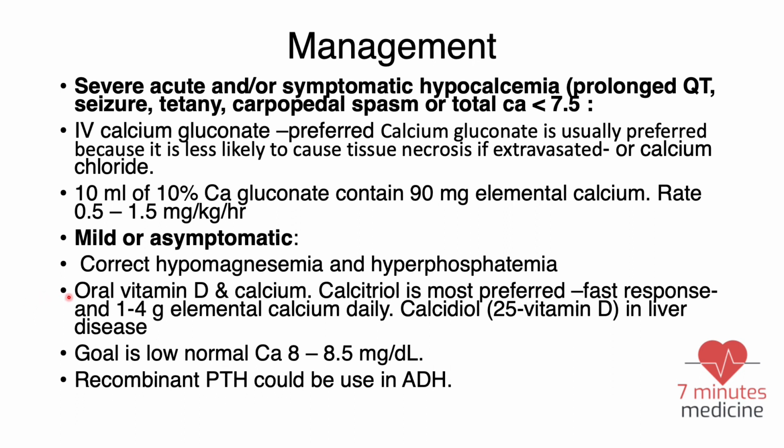For other treatment, you can also give oral vitamin D and calcium. Calcitriol, which is the 1,25, is the most preferred. It has a fast response, and you give it with calcium. Also, if you have a liver disease, then you can give calcidiol, which is 25 vitamin D, because the 25 step is in the liver. The goal is a low normal calcium, like 8 to 8.5. Still, you can sometimes use recombinant PTH in autosomal dominant hypocalcemia.